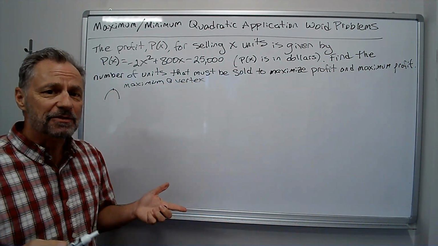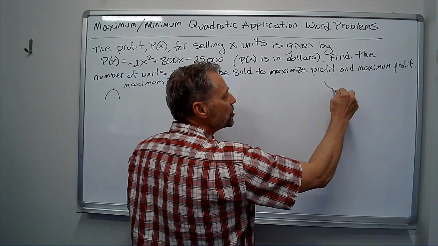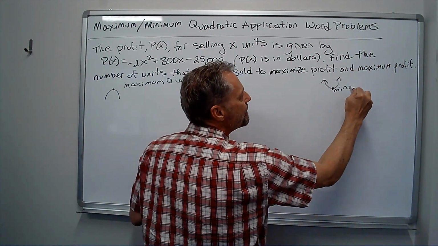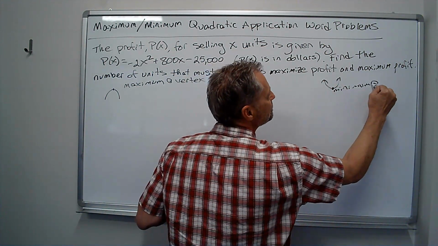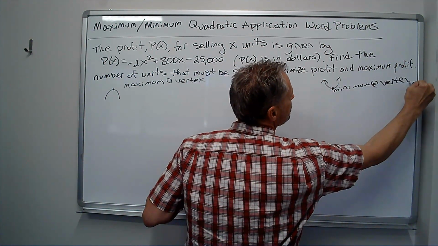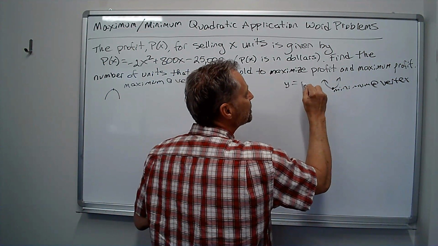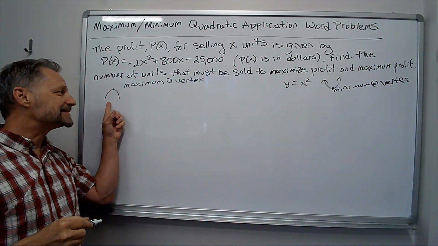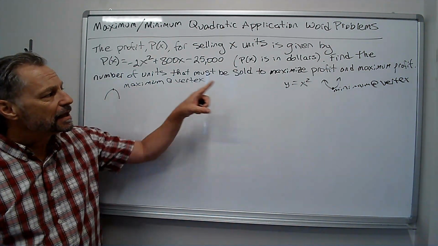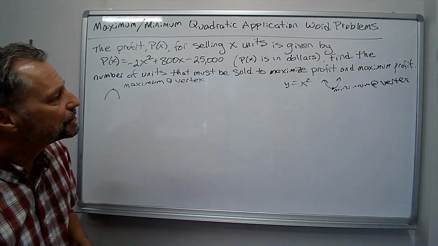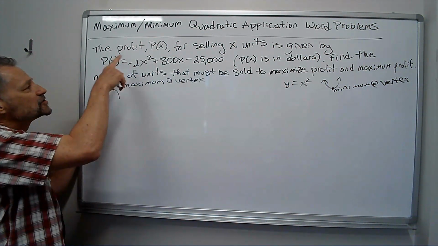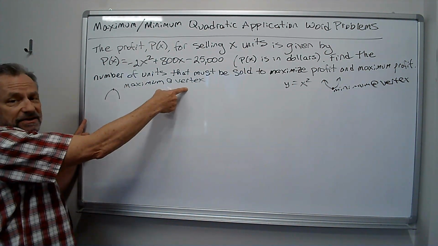Notice if it was the other way, if it was a positive x squared and it opened this way, it would have a minimum, but it would still be at the vertex. So this is if I have, say, y equals x squared. Oh, I have a negative x squared, it opens down, it's a maximum, that one would have a minimum. Okay, so I've got that going for me. So let's go ahead and look at this. I just need to find the vertex.